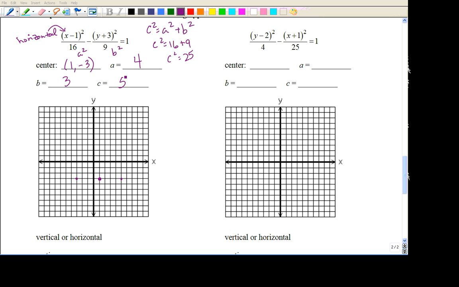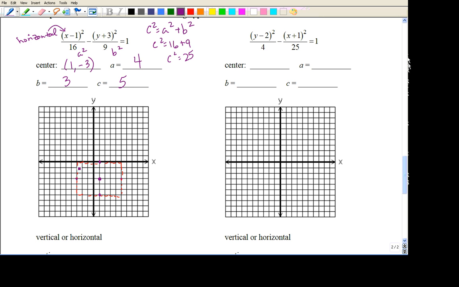C always goes in the same direction as a. We'll get back to that in just a second. But b will go up and down, the other direction from a. So we'll go up and down 3. 1, 2, 3. And 1, 2, 3. So then what we can do is make a rectangle going through these 4 points, through the vertices and co-vertices. So we go down there and through this co-vertex, through this vertex. So there's that central rectangle of the hyperbola.